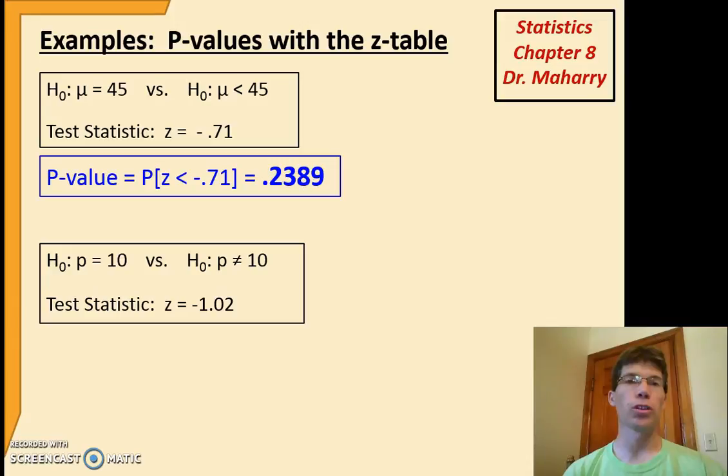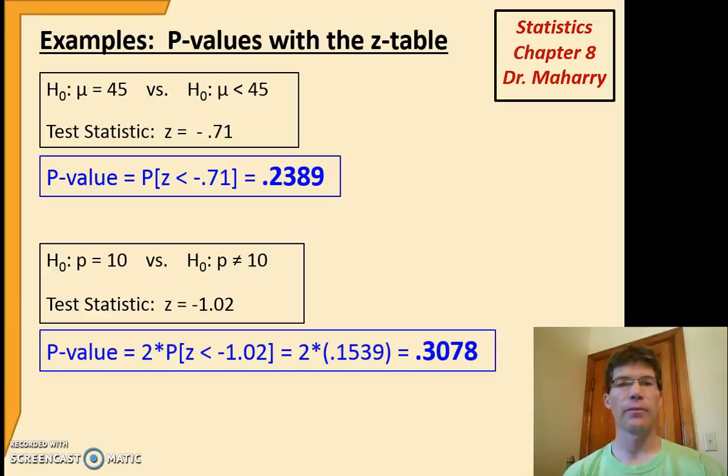Now we could also have a proportion. Remember, proportion tests are also z-tests. Now this one, notice, is a two-tailed test. My alternative hypothesis is not equal to. So when I find my test statistic, notice here it's a negative 1.02. So I start by finding the probability of less than negative 1.02, but then I'm going to double that because it's a two-tailed test. Again, the idea is you plot your test statistic on your z-table, and you're finding the probability outside of that. If it's a two-tailed test, I would double it. So this particular p-value would be 0.3078.